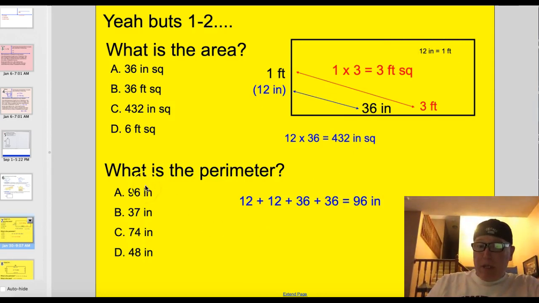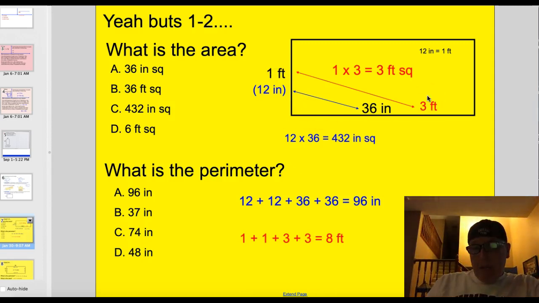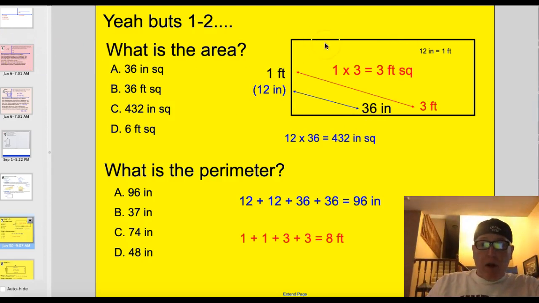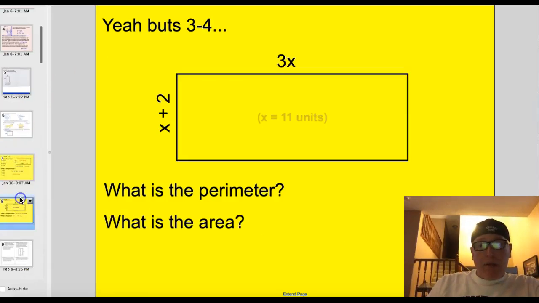Another possibility, if these were all in feet, it could have been 1 plus 1 plus 3 plus 3, because this is 1 foot and this is 3 foot. Bottom line, the yabbit is, make sure you have the same unit of measure on both of these. Otherwise, you have to do a little conversion. All right, here was the clue up here where I had that little helper.